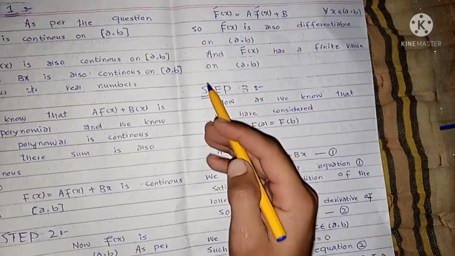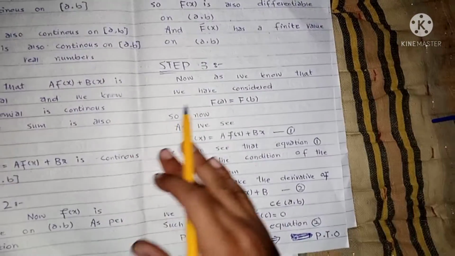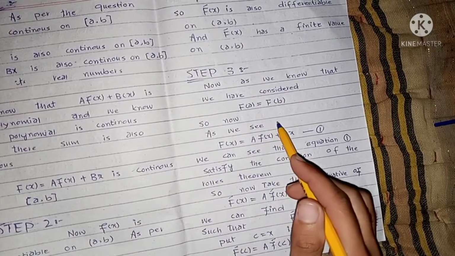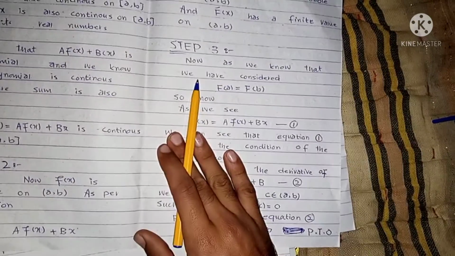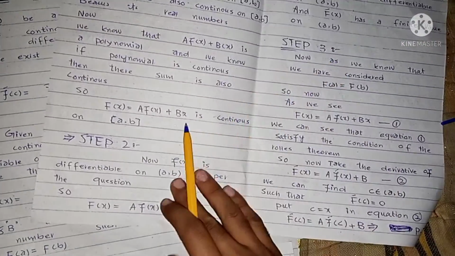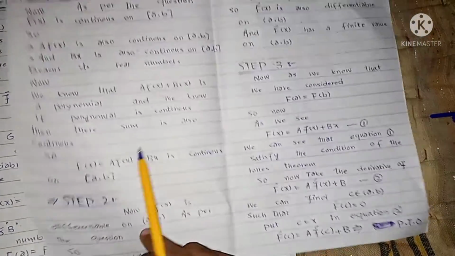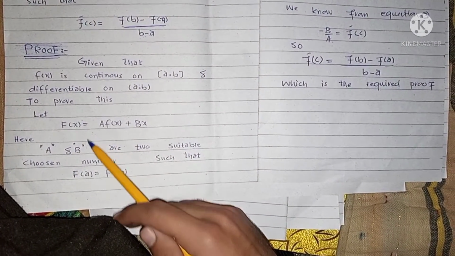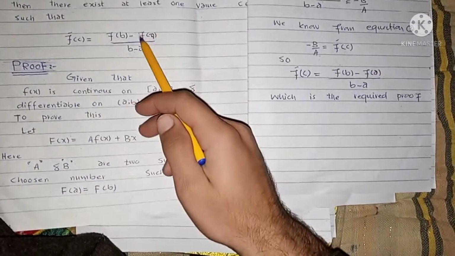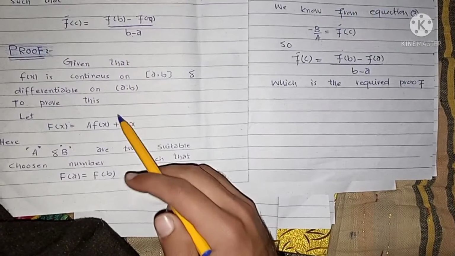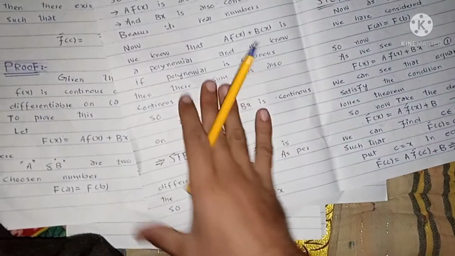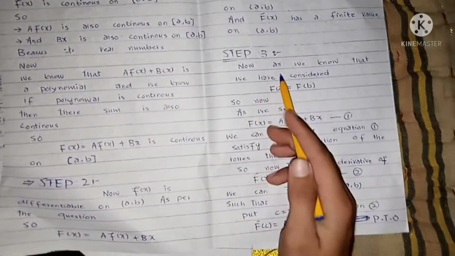So it is also proved. Now in step 3, we have considered that f of a equals f of b. So in our first step, as we have considered f of a equal to f of b, from here you can see we took this assumption ourselves in order to prove this. So again I have written f of a equal to f of b.